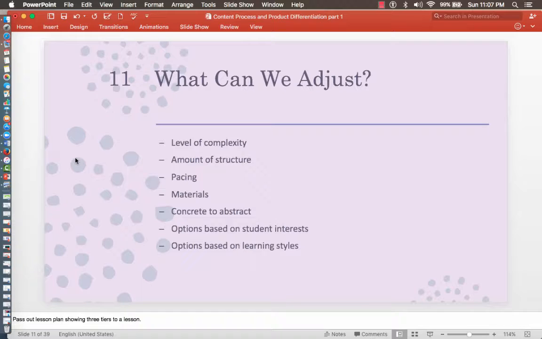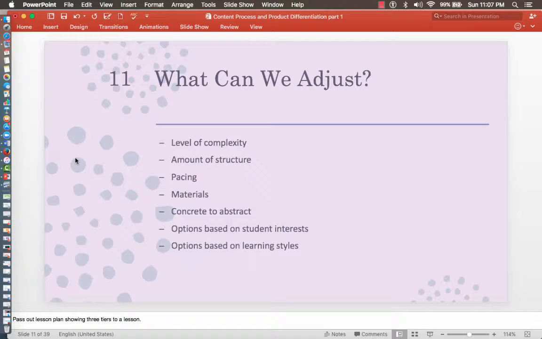Okay, so we have to look at what are some things that we can adjust. We can look at complexity. How complex do we actually want students to do things? Do we want some students to do more complex work than other students? How much structure do they need? Some of our students need a lot of structure, and some of our students can provide their own. So how much structure do we have to give to those students who just really need some help getting started? What kind of pacing do we want to do? What kind of materials are we going to need?